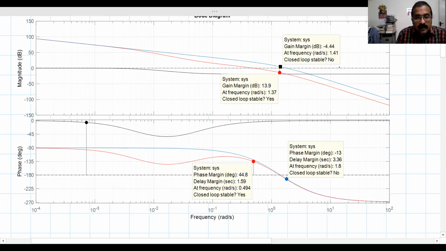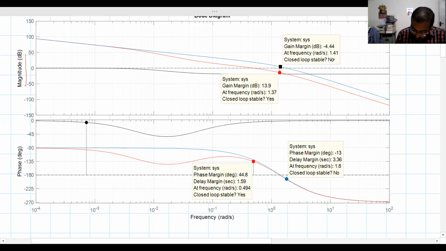The upper one is the magnitude plot. The bottom one is the phase angle plot. On the left side, magnitude is in decibel scale, and this is frequency. So what is the gain margin? Gain margin is minus 4.44 dB, at the phase crossover frequency, which happens to be 1.414.